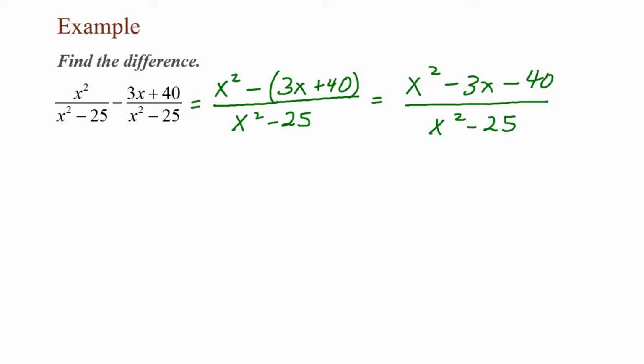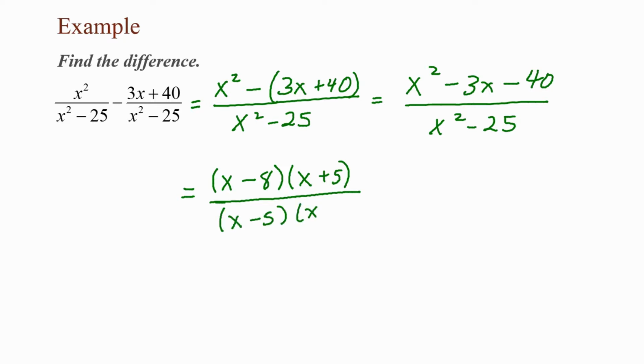And now I can factor each of them and see if it reduces. For x squared minus 3x minus 40, I need two numbers that multiply to be a negative 40 and add to be a negative 3. So I have x minus 8 times x plus 5. For my denominator, x squared minus 25, x minus 5, x plus 5. My x plus 5's can cancel, so the final answer is x minus 8 divided by x minus 5.